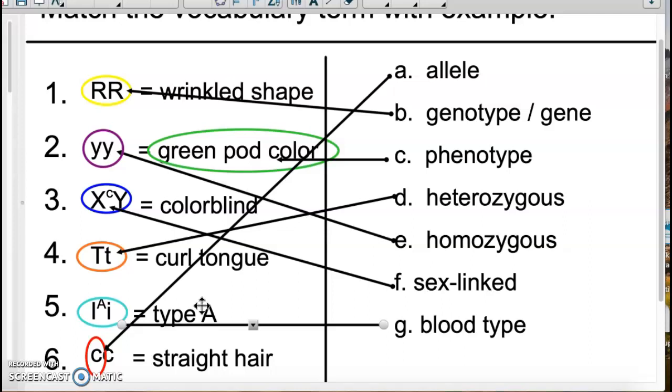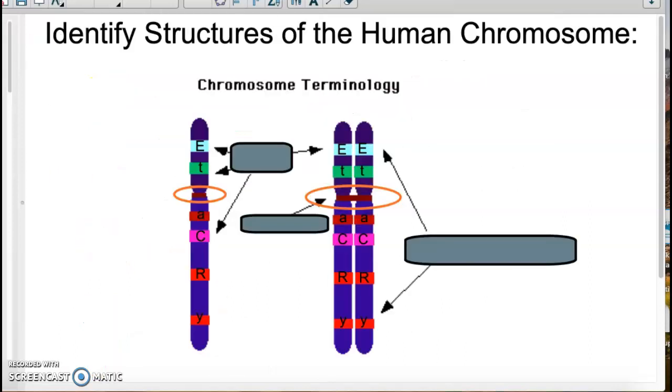He has an A allele and an O allele, so it's capital I with a superscript A, and then lowercase i for O. That's just referring back to our unit.